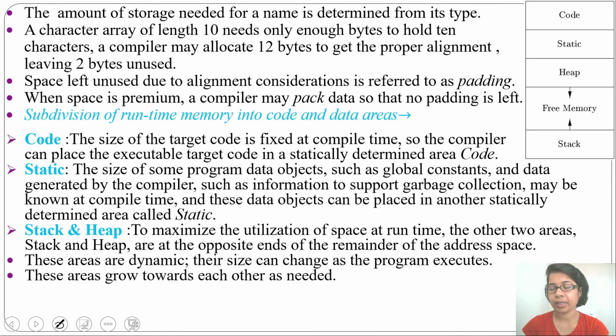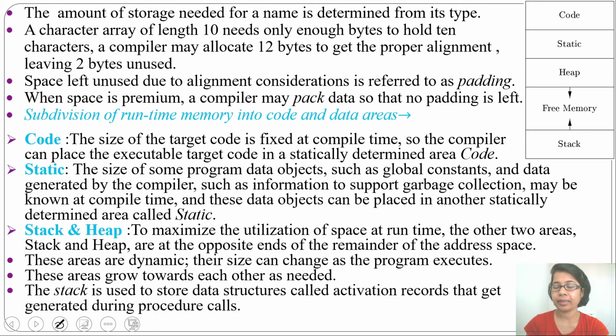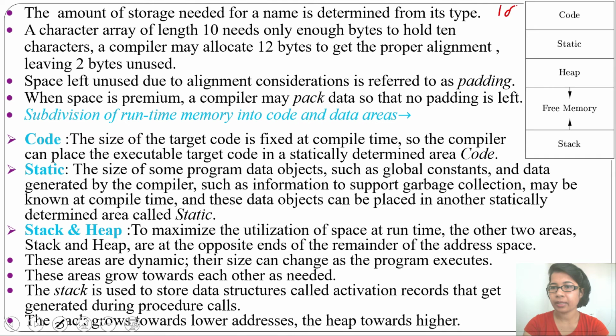So what will stack contain? Stack will contain all the activation records generated during the procedure call and it grows toward the lower address. Suppose here the address is 1000, then 2000, then 3000 like this. Here suppose 4000, here 5000, then it will grow toward lower address. These are the lower addresses while this is the higher address. While heap will grow toward higher address.